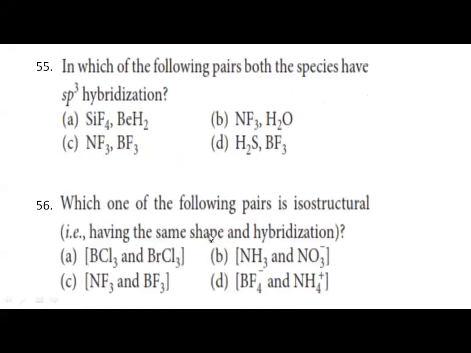In which of the following pairs both the species have sp3 hybridization? First option, SiF4 and BeH2. Take the species, find the hybridization. H is equal to half. Valence electrons on silicon are 4. It is bonded to 4. There is no charge. So 4 plus 4 is 8, 8 by 2 is 4. So 4 means sp3 hybridization.